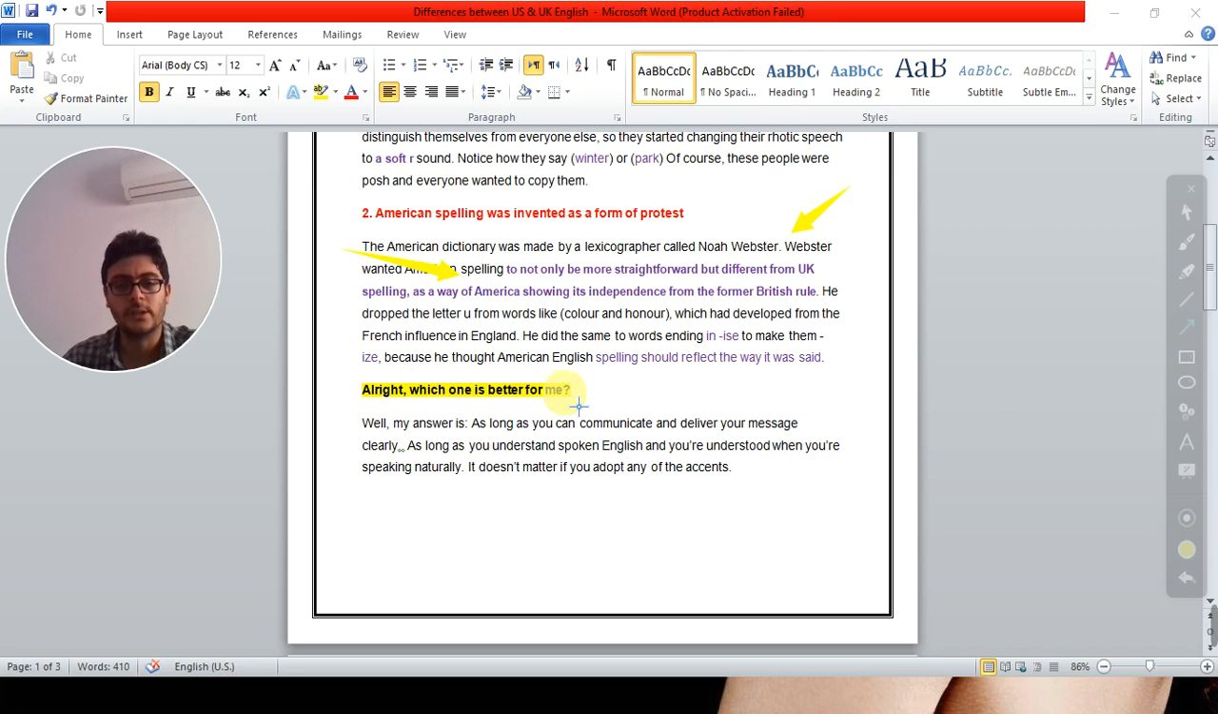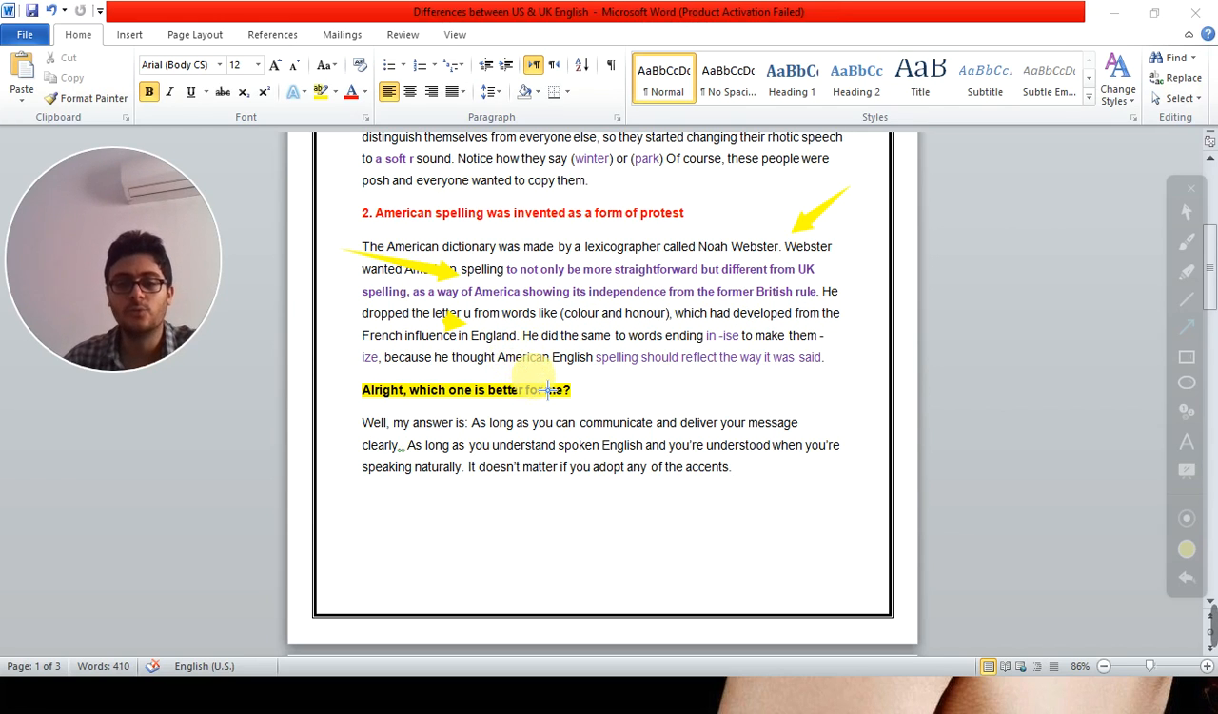He wanted to make clear that America was now independent from the UK politically, and America also wanted independence from the UK when it comes to the language. So he started to make some differences in American English by dropping the letter U from words like color and honor, which had developed from British influence in England. British people tend to write these words with a U, but Americans drop the U.